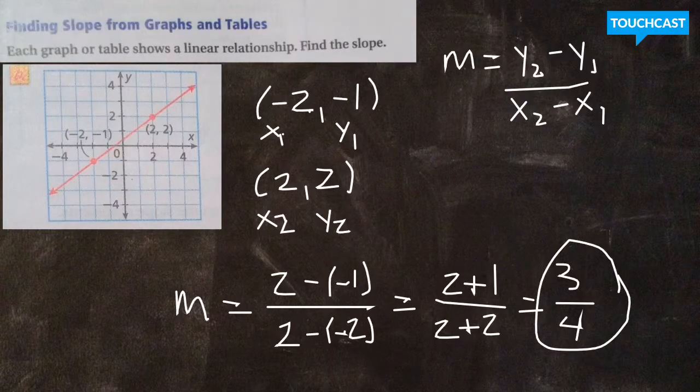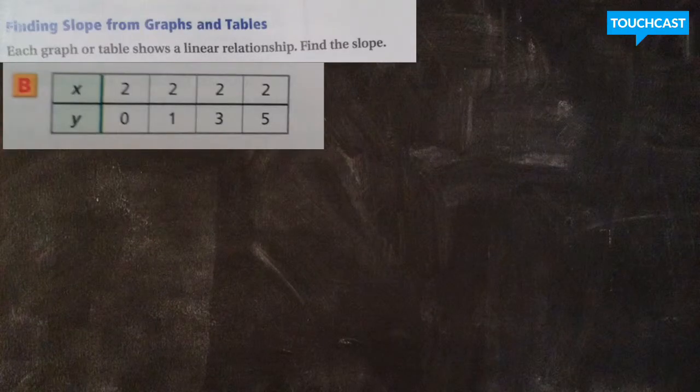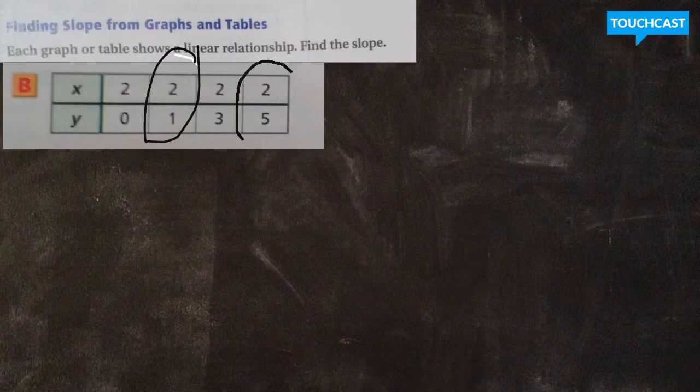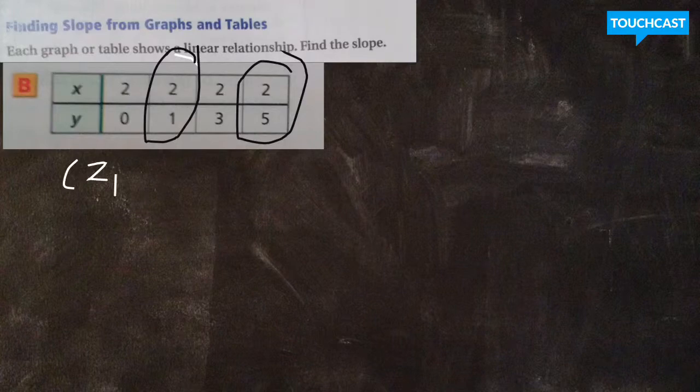Let's look at another example where we have to look at this from a table. Alright, so we're given a table where the x's are as follows: 2, 2, 2, and 2, and the y's are 0, 1, 3, and 5. So to find the slope, we're just going to pick one ordered pair, like let's use 2, 1. And then let's use another one, like 2, 5. So our ordered pairs are 2, 1, and 2, 5.